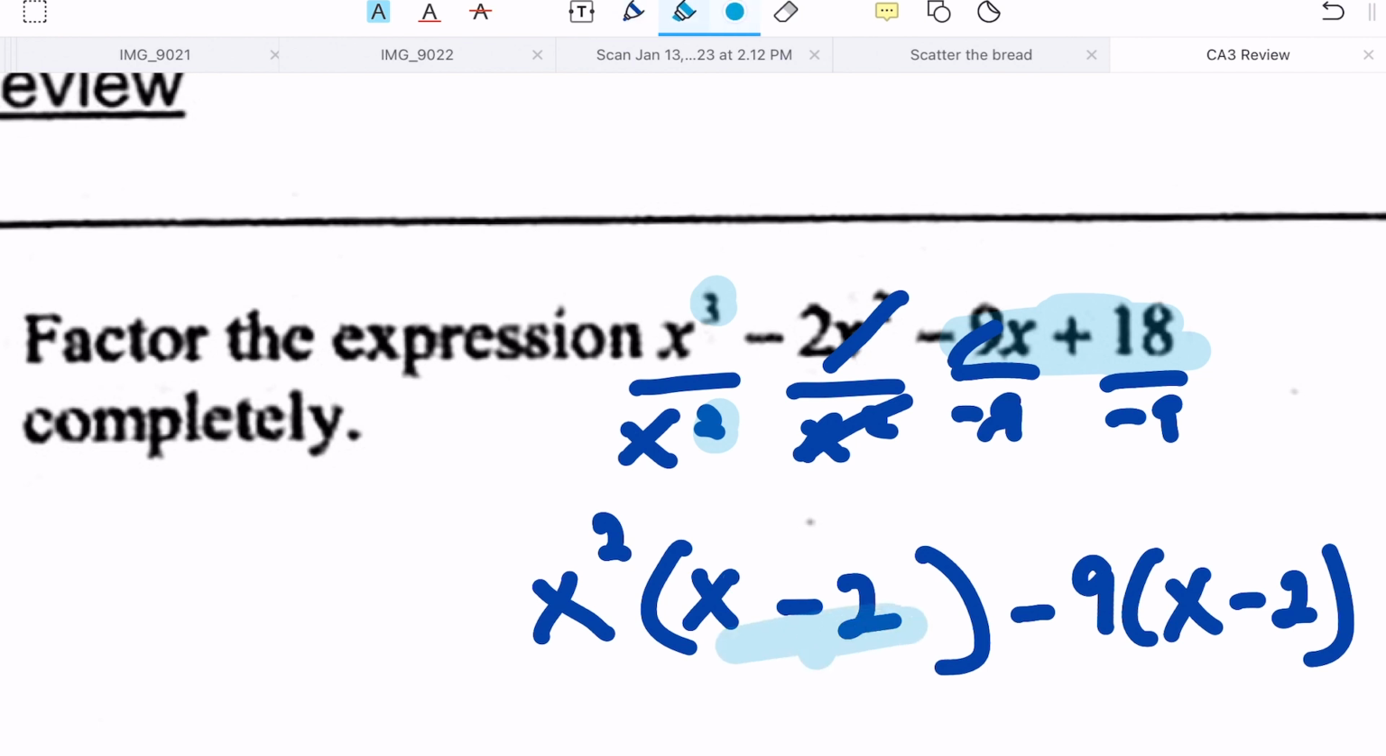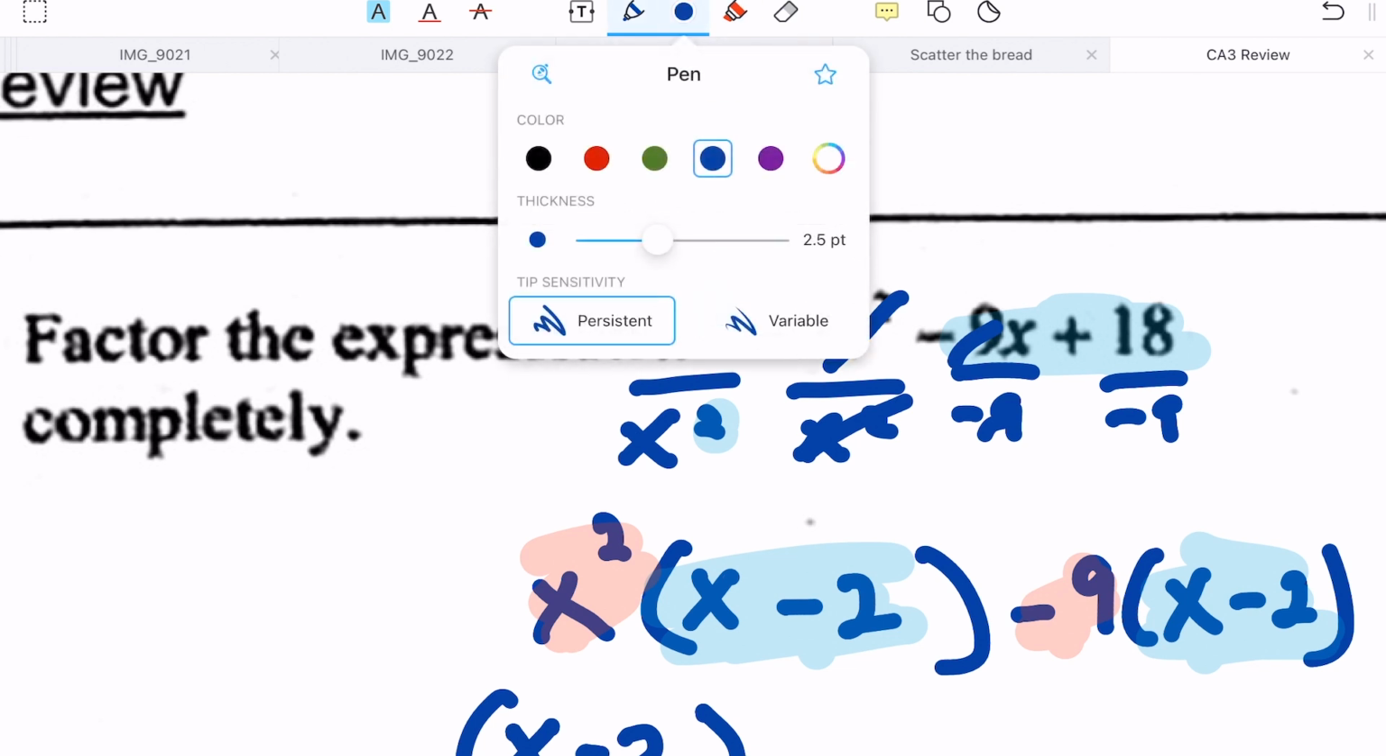I notice there's a common factor, so I can factor that out. So I'm going to be left with x minus 2. And what's left is the x squared and the -9. So I'm going to put that there.